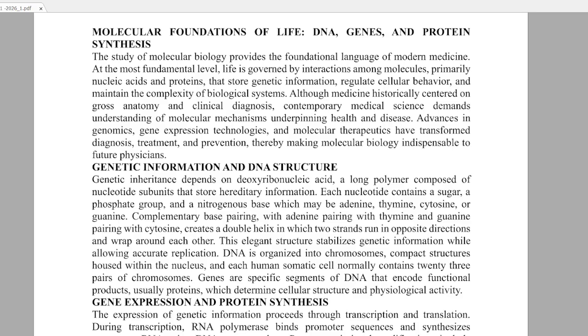DNA is organized into chromosomes, compact structures housed within the nucleus, and each human somatic cell normally contains 23 pairs of chromosomes. Genes are specific segments of DNA that encode functional products, usually proteins, which determine cellular structure and physiological activity.